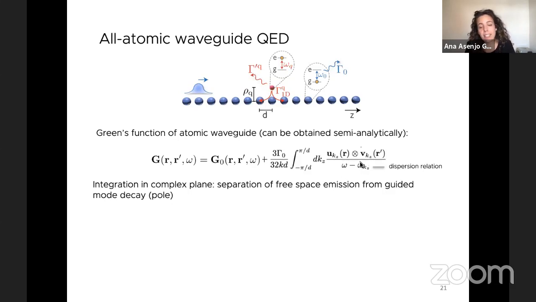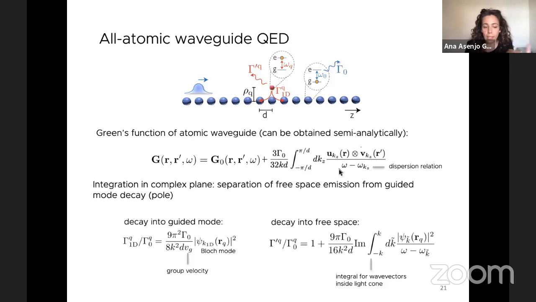So if we look at this integral, we have to perform it in the complex plane. But the interesting thing is that in 1D, we can separate the emission into free space from the emission into the guided mode, because it's a pole of this integral, which means it's very elegant, and we can find not an approximate or numerical result, but an analytical result. So the modified decay rate into the guided mode of the chain, normalized to the qubit spontaneous emission rate, is given by this expression.